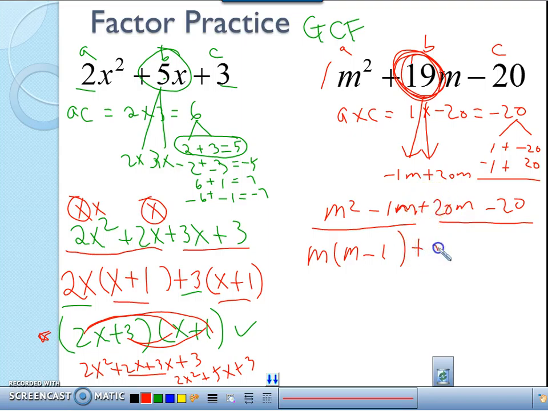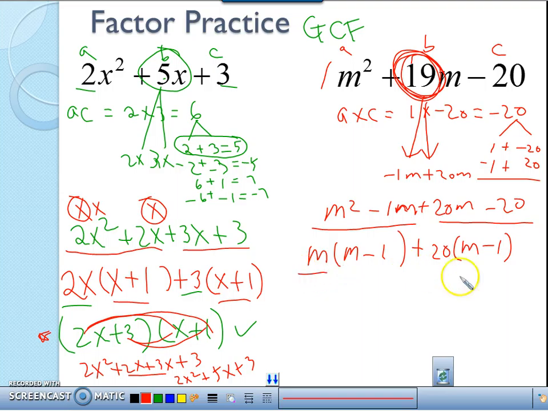You put the plus sign. And then you're going to write m, because 20 times m is 20m. And then 20 times what is negative 20? Negative 1. You can just divide also. And you notice that m minus 1, same. That means you did it right.